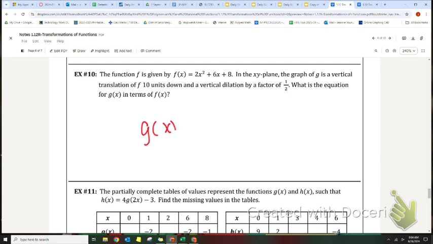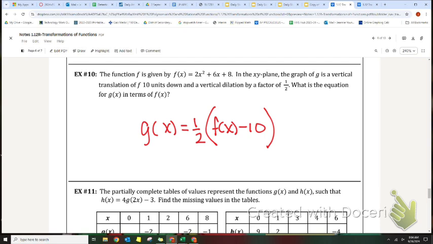So we're going to have g of x equals. The first thing it says is it's going to go down 10 units. So we know that's going to be our f of x minus 10. And then the vertical dilation. So then all of this is going to be times the vertical dilation of 1/2.